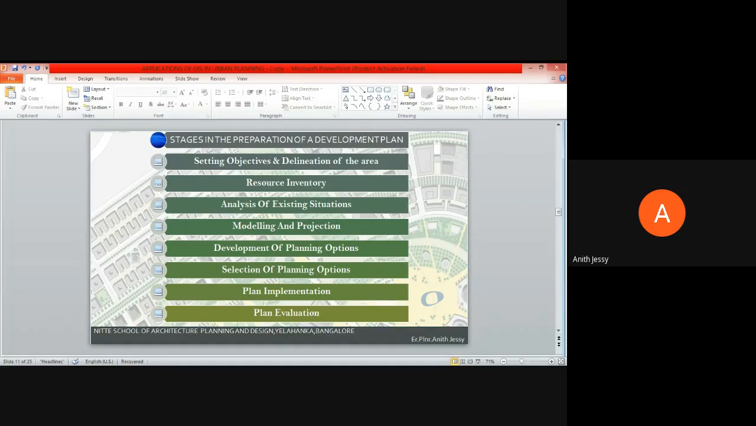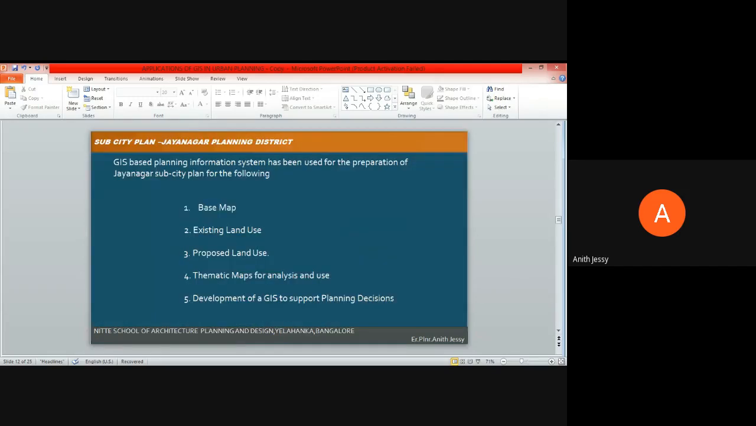Once we are done with all those things, we consider all the possible development options and planning options. Then the report is prepared, and the analysis and proper proposals are given. Finally, it reaches the stage of implementation, and then you go on to evaluation for the next 20 years. So this is basically an overview of how a development plan functions. Coming back to Jayanagar Planning District.